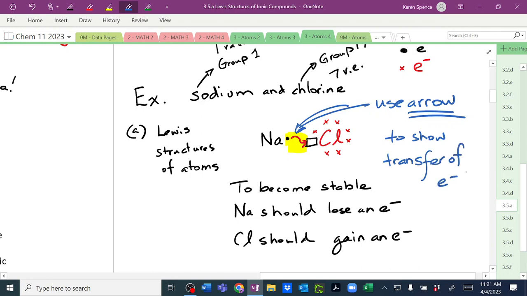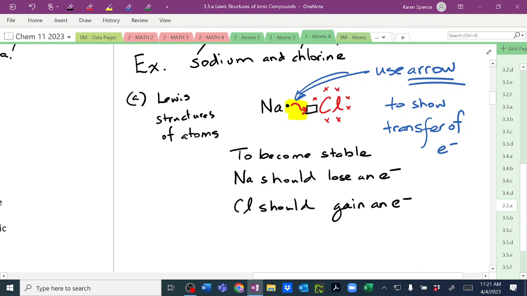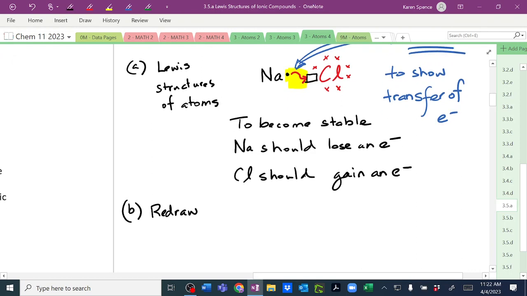So many people forget this step, and it irritates me. So don't forget it. Show the arrow. Show the electron going whee, over here. Okay. Now we're going to redraw it. And we're going to redraw the Lewis structures of the ions.